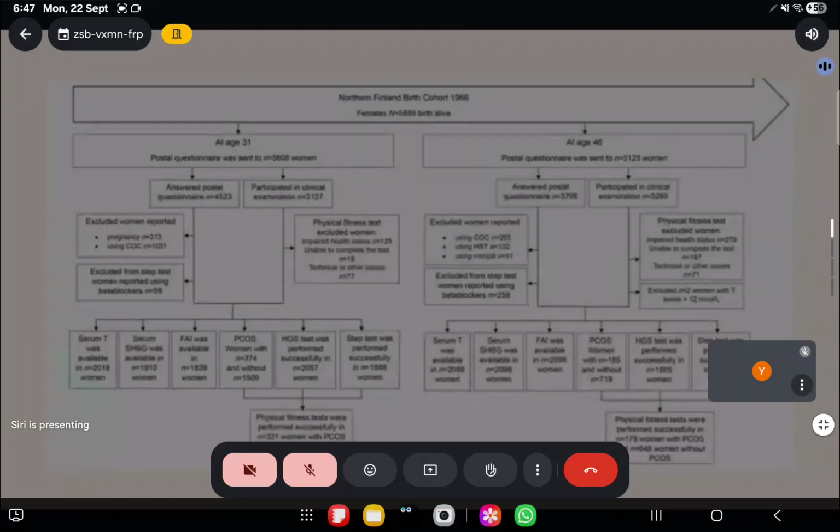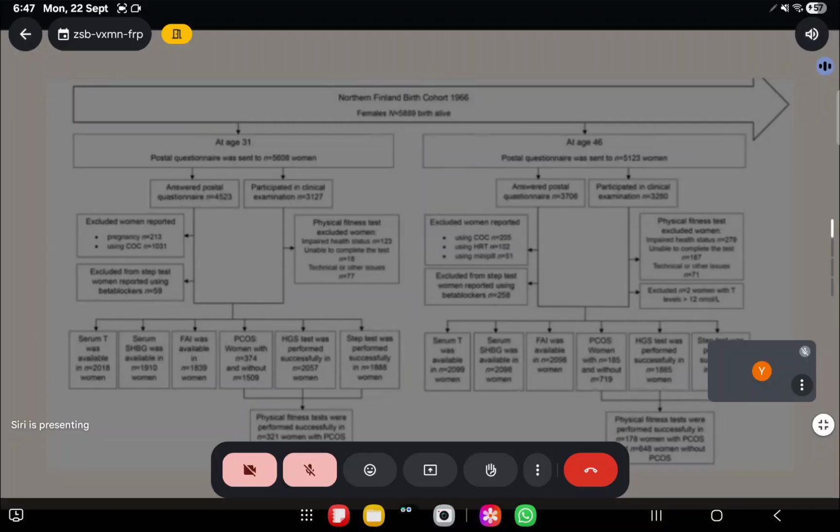However, women were excluded if they reported pregnancy or usage of combined oral contraceptives, or if they reported usage of beta blockers, and if they were unable to complete the physical fitness tests due to impaired health status or physical injuries, etc. In total, at the age of 31, 321 women with PCOS and 766 women without PCOS were studied.